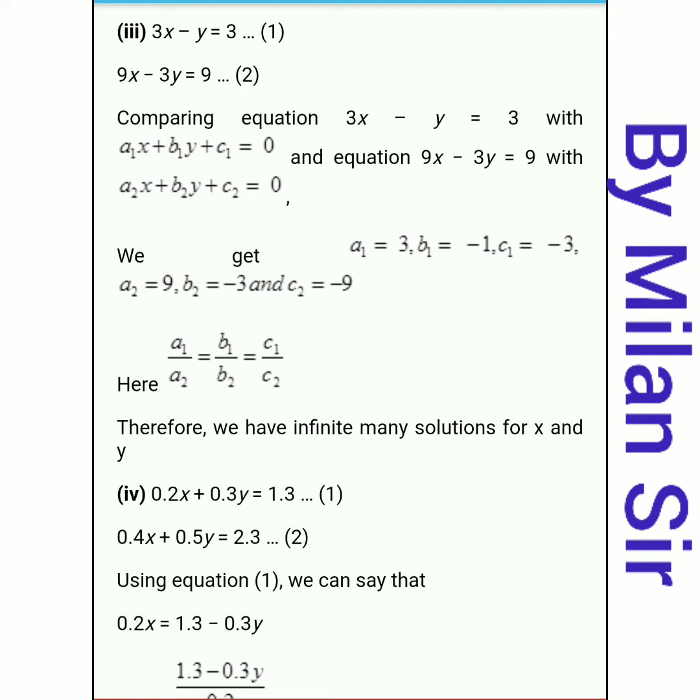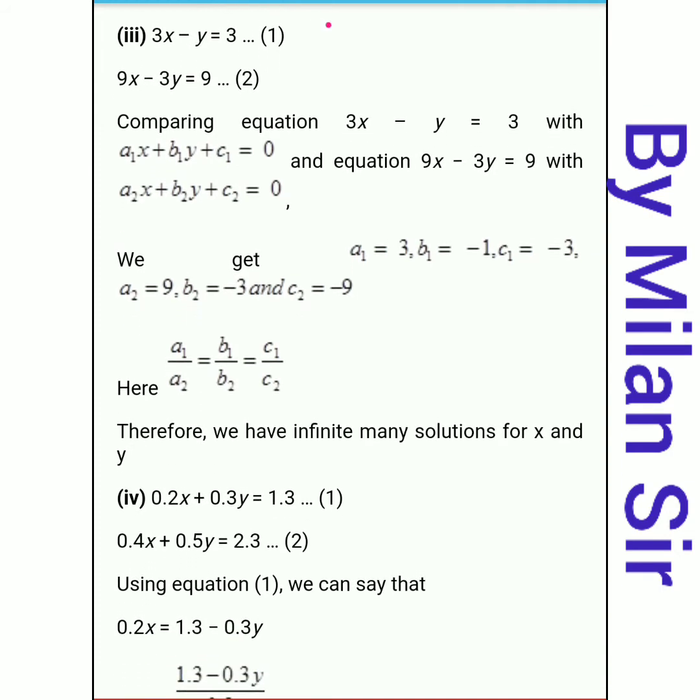In this video, I will explain exercise 3.3, question number 1, internal question number 3 and number 4. So let's start. Question number 3. Our two equations are 3x minus y is equal to 3 and 9x minus 3y is equal to 9. This question is somehow different from the other questions.